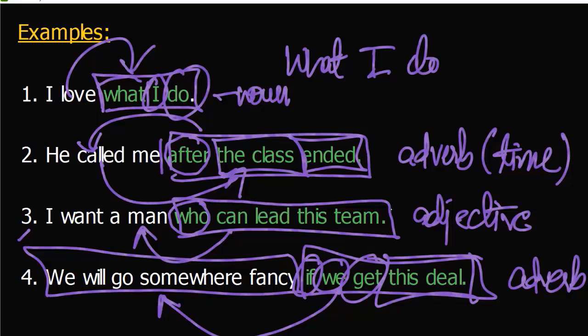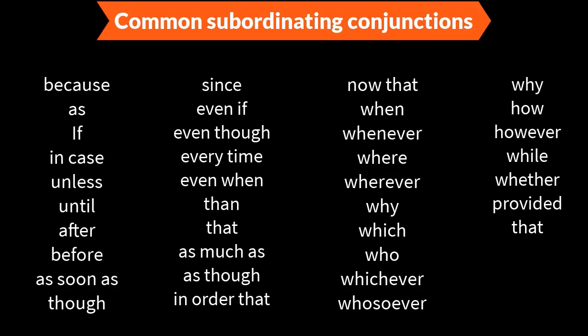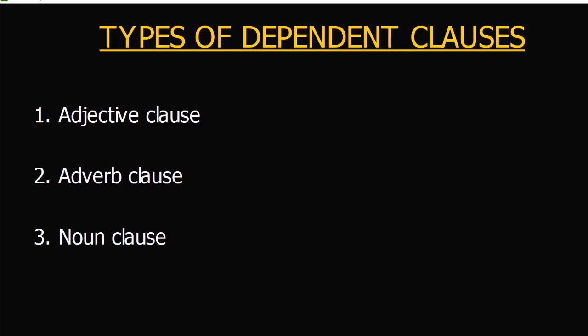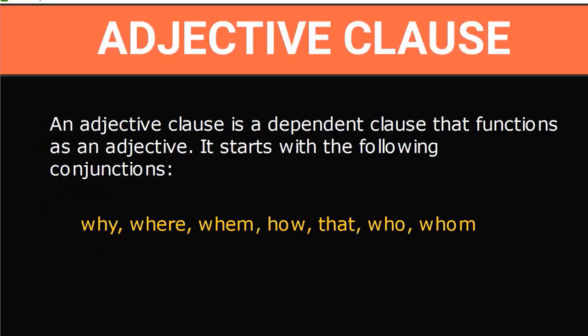All right. So this is what a dependent clause is. It starts with subordinating conjunctions like because, since, when, where, how, though, as though, even though, whenever, wherever, and all these words you see on the screen, right? All these are subordinating conjunctions. So dependent clauses start with these words and either function as a noun or an adjective or as an adverb. All right. Now, we have three different types of dependent clauses: adjective clause, adverb clause, and noun clause. We'll talk about them one by one. Let's start with the very first one, adjective clause.